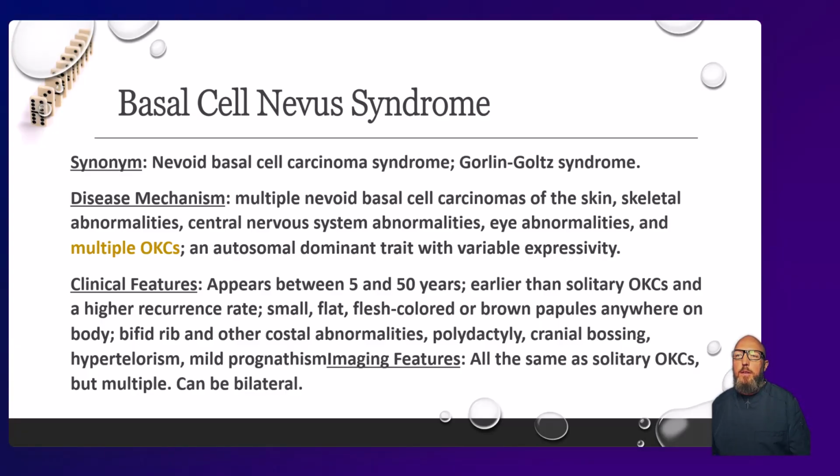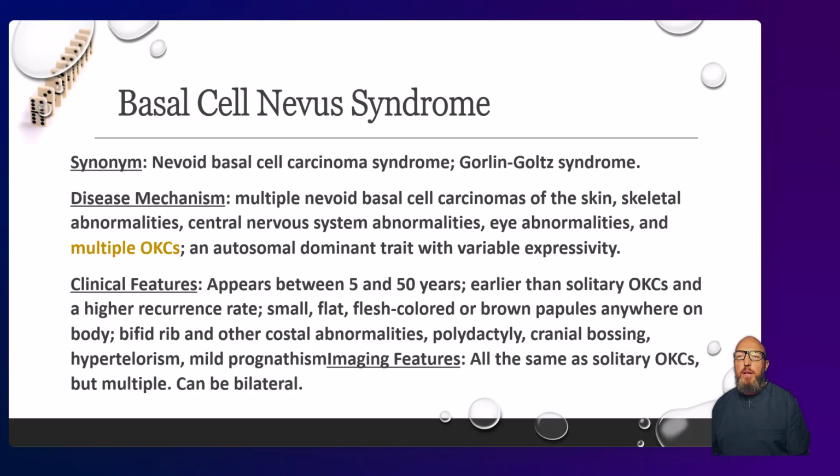The rest of the syndrome, think of multiple basal cell carcinomas of the skin. That's where it gets its name. Palmar and plantar pits, calcified falx cerebri, enlarged head circumference, rib anomalies including bifid ribs, and hypertelorism. It typically appears in young people and children, although it can occur anywhere from 5 to 50. So earlier onset than solitary OKCs, and with a higher recurrence rate. So these patients have to be followed consistently throughout their life to see if they develop new OKCs.